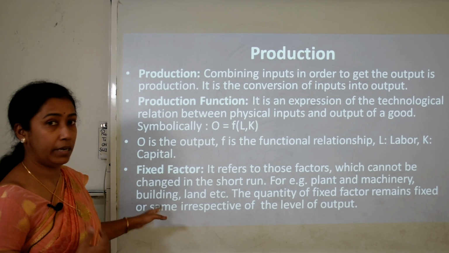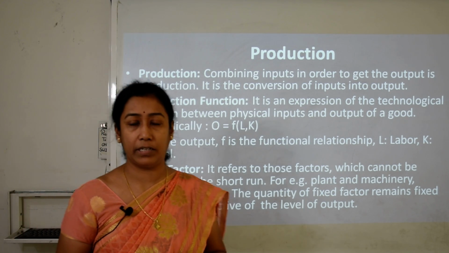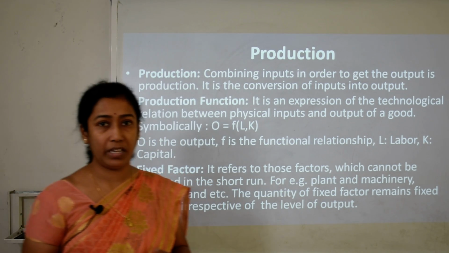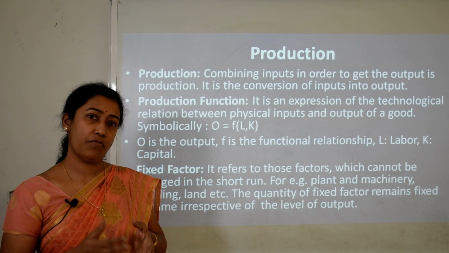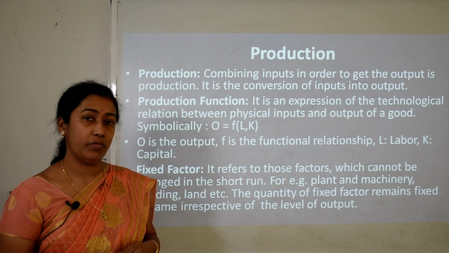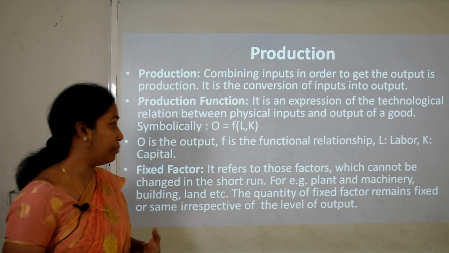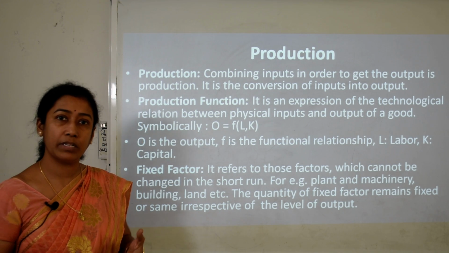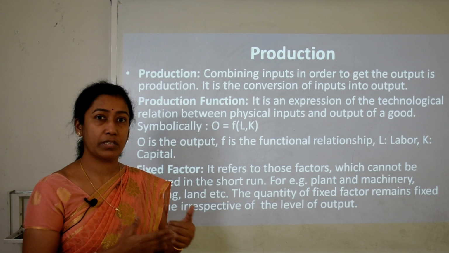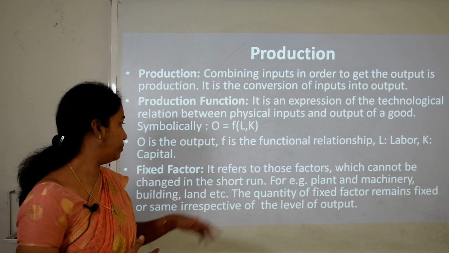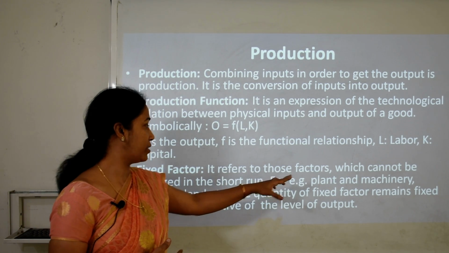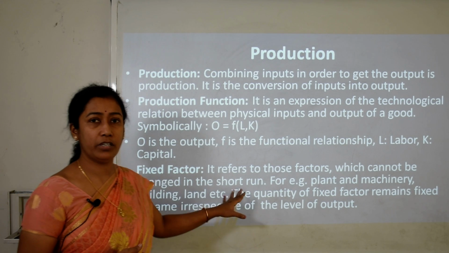Now talking about the next topic, there are two factors, that is fixed and variable factors, which we use for the process of production. When we talk about a fixed factor, it is actually a fixed asset, that is land, building, plant and machinery, equipment. These are fixed assets, so these can be called a fixed factor. It refers to those factors which cannot be changed in the short run.